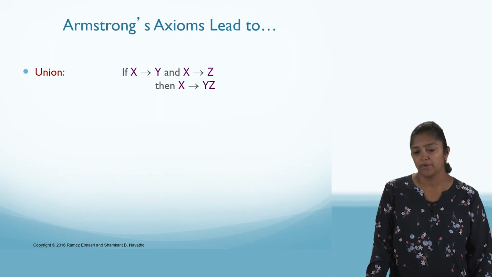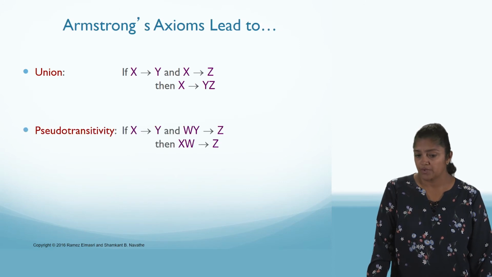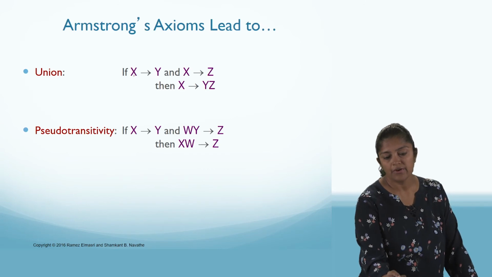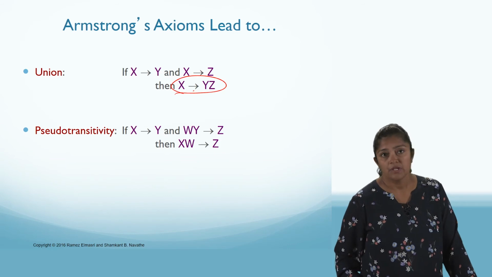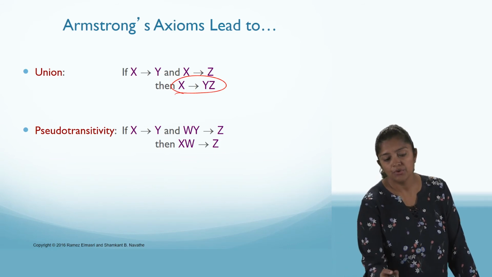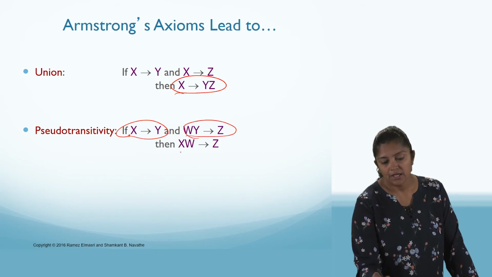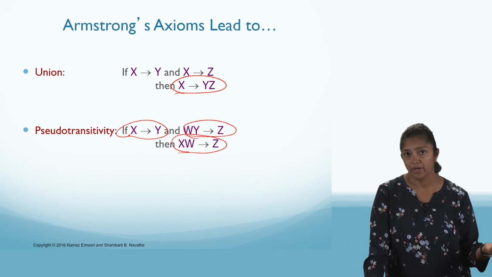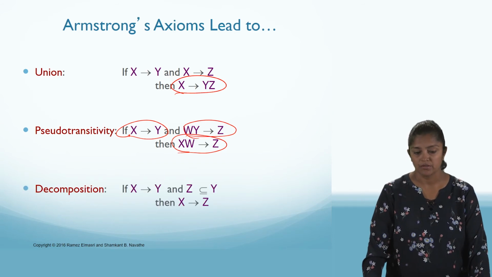So those are the axioms, and these reflexivity, augmentation and transitivity rules further lead to, say, the union and pseudo-transitivity rules. So in union we say if x determines y and x determines z, then x determines yz. So that's the union rule. And for pseudo-transitivity, if x determines y and wy determines z, then xw determines z. So we are basically extending, based on those previous axioms, and leading to union and pseudo-transitivity.